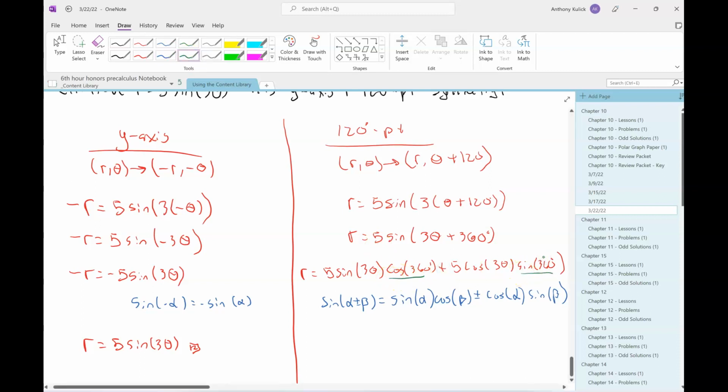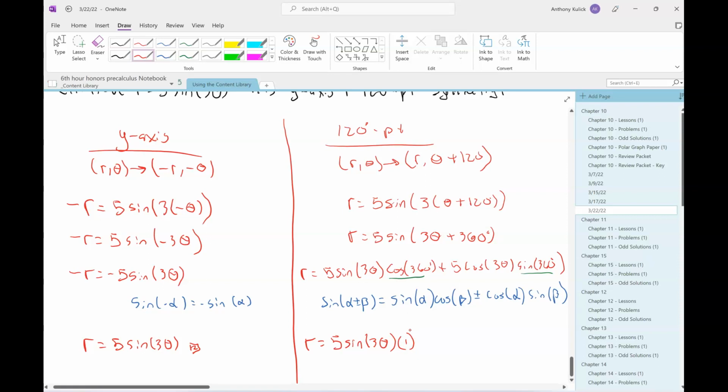Well, cosine 360 and sine 360, those are just unit circle values. I can just look that up, right? Oh, yeah, of course you can, Mr. Kulak. Awesome. What is cosine of 360?